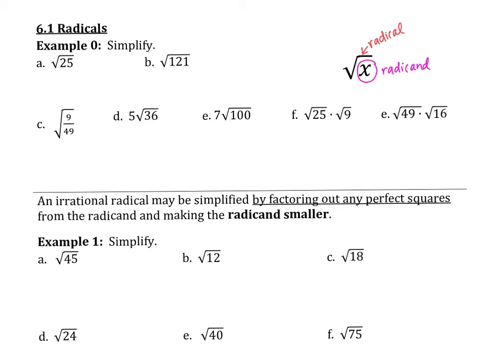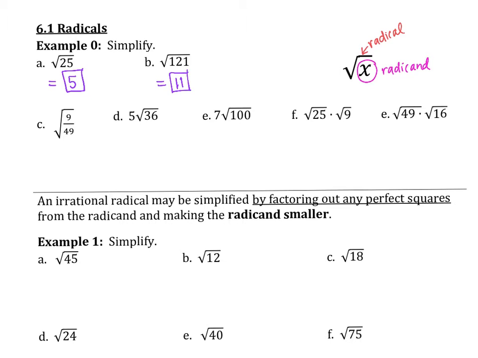Okay, now example 0 is because we already kind of learned these. These are all rational answers. They're all perfect squares, so they have a nice answer. There's no work to show. You guys are very good at these, actually. So for example, for 0a, the square root of 25 is just 5, because 5 squared is 25. No work to show. For B, the square root of 121 is 11, because 11 squared is 121.